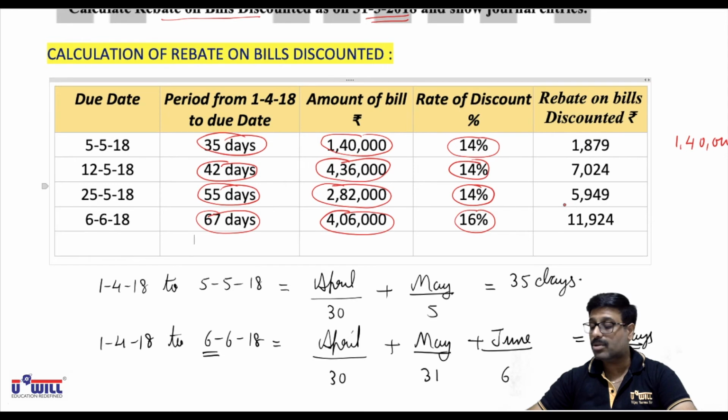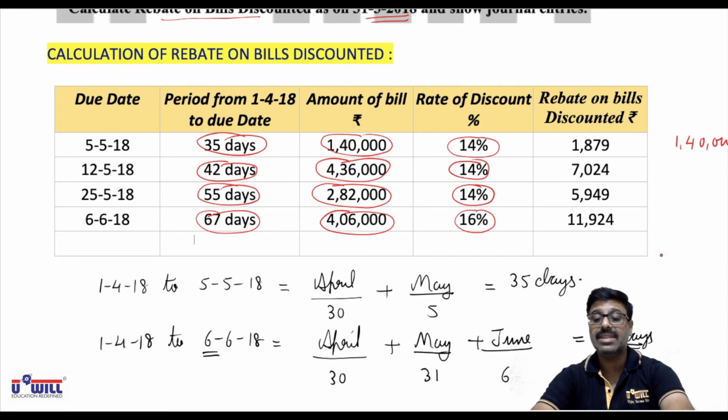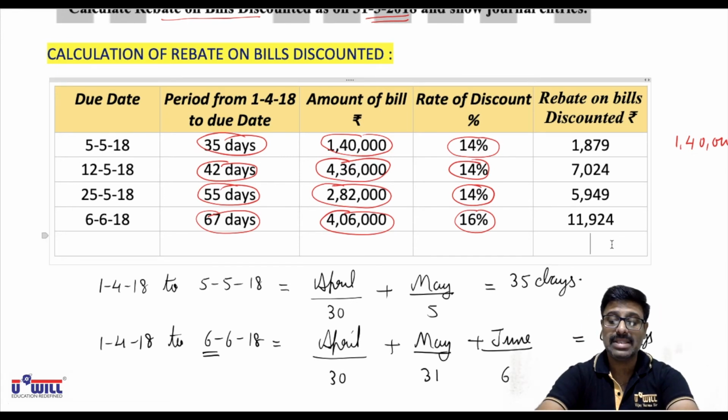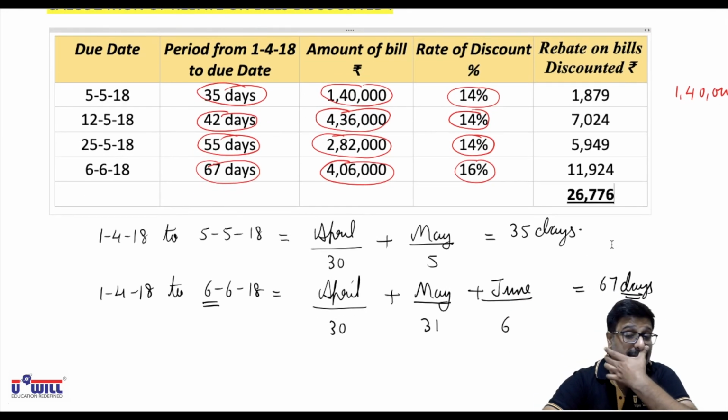Now add all the amounts. 1879 plus 7024 plus 5949 plus 11924. So the total comes to 26,776. This is the rebate on bills discounted income.